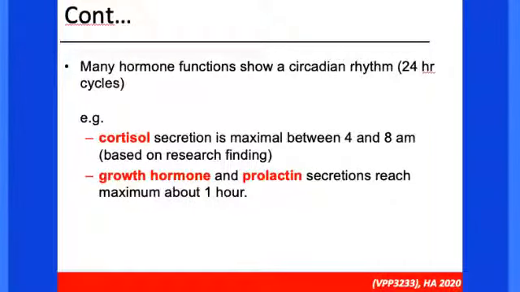Many hormone functions show a circadian rhythm, for example, 24-hour cycles. You can see here the example. Cortisol secretion is maximal between 4 and 8 a.m. This is based on research findings in terms of the environment during 4 and 8 a.m. Growth hormone and prolactin secretion reach maximum about 1 hour after sleep onset. When we talk about growth hormone and prolactin, this refers to inhibitory control. They have a certain time to act on the target cell.